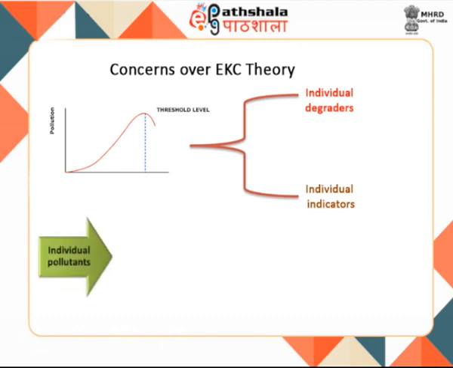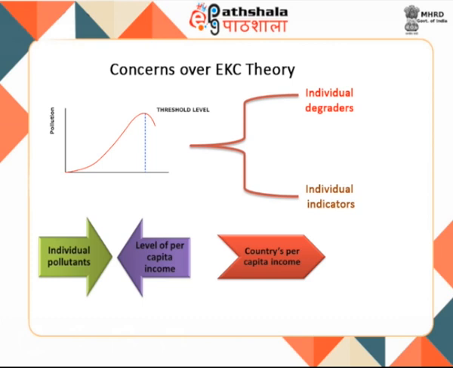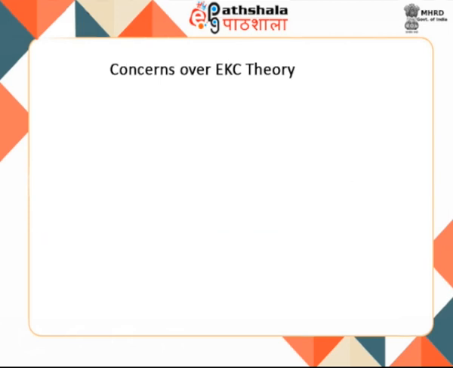Linking individual pollutants to the level of per capita income, as done in most cases, gives an incomplete picture because many pollutants are related to each other and to other indicators of environmental degradation. Furthermore, a country's per capita income may be only an imperfect indicator of its development. There are also econometric issues.